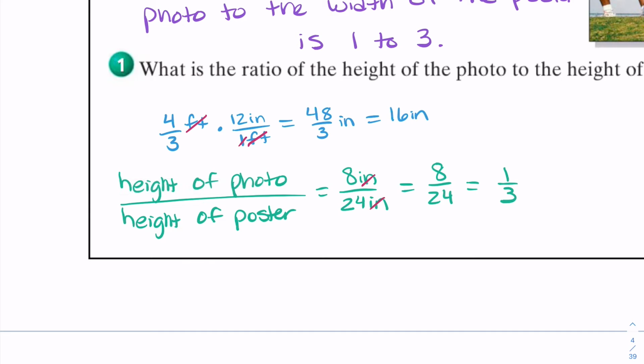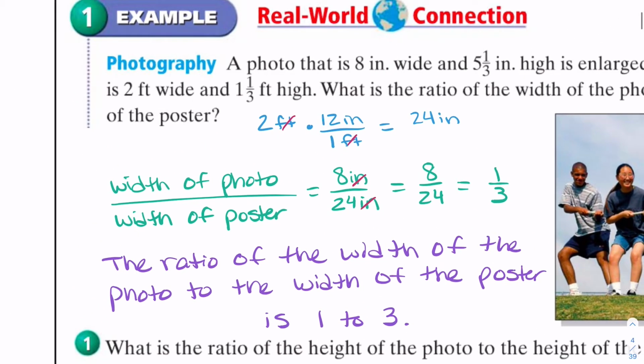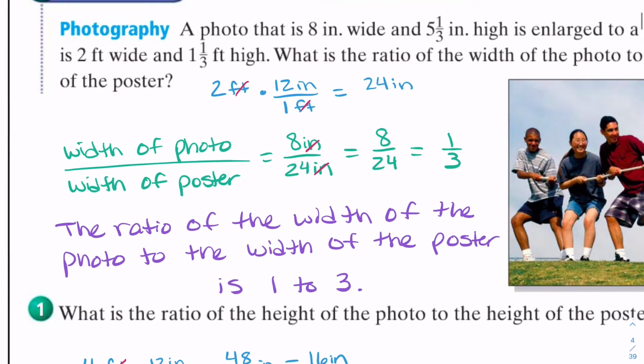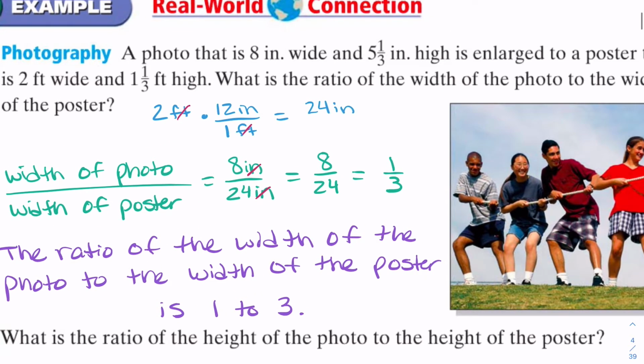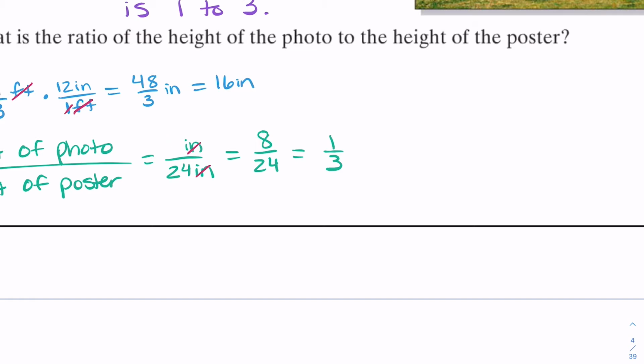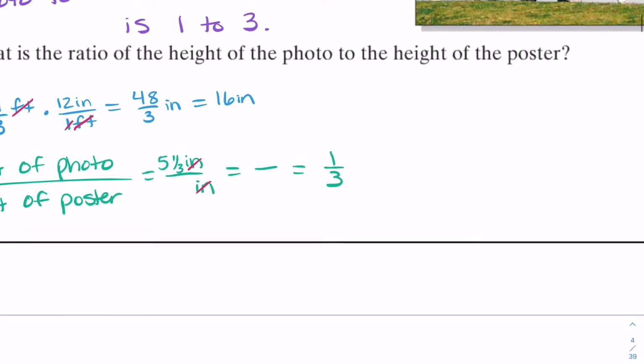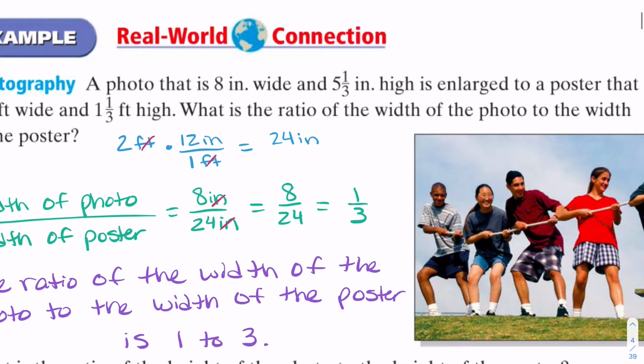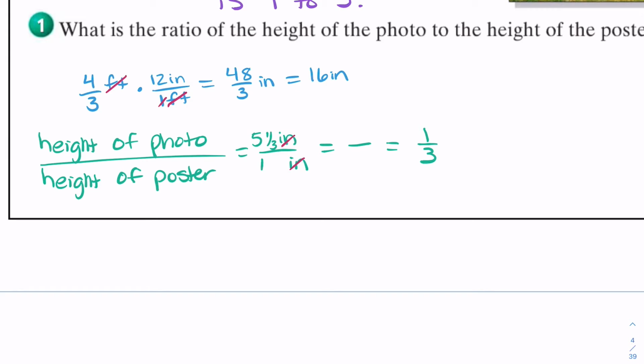So height of photo to height of poster. And the height of the photo is 5 1/3. Where is it? 5 1/3. And so we're going to do 5 1/3. Not the nicest numbers, but that's okay. 5 1/3. And we're going to do, what do we get? Oh, 16. 5 1/3 inches to 16.